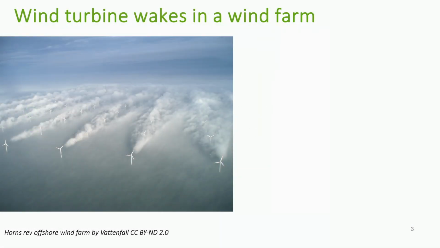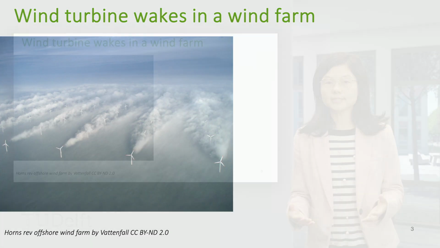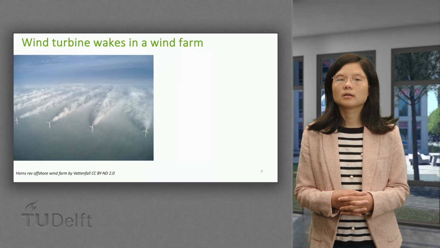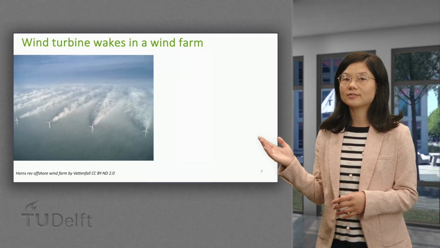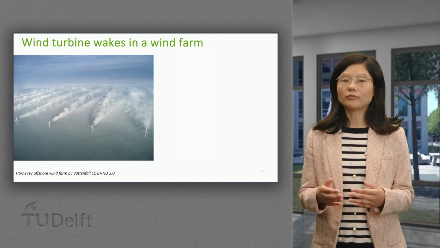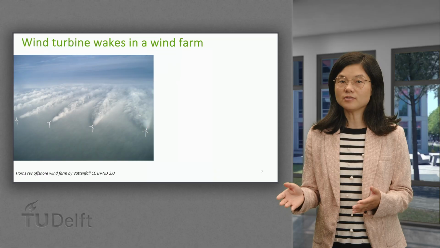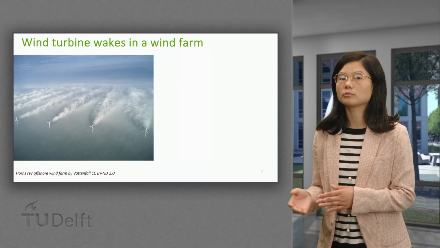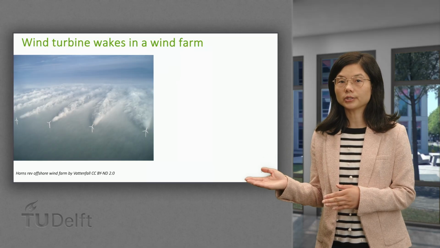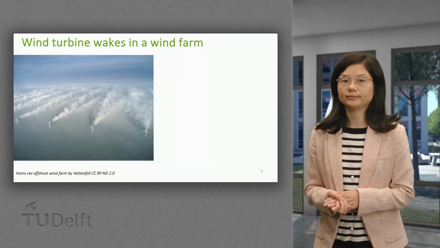Wind turbines are often clustered together in what we call wind farms, mainly due to economic considerations and the limitations in land or sea space. However, as shown in this famous photo of an offshore wind farm, the presence of one wind turbine affects the inflow conditions of the downstream rotors. The region behind a wind turbine rotor is called the wake region.